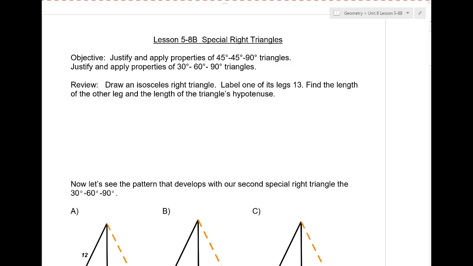All right, so today we are adding on to our special right triangles. So this is why it's called 5-8b. Let's start with the review on this.